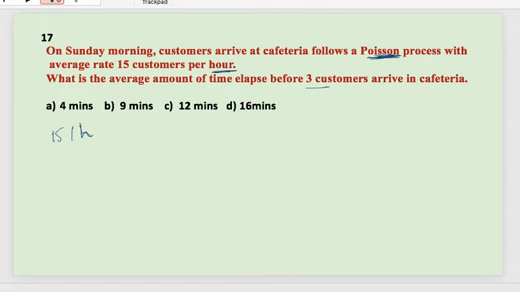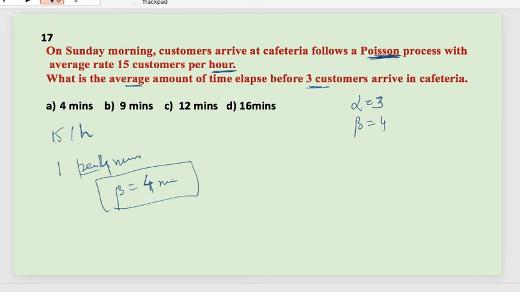First, I want to convert the hour into minutes because my question is in minutes. So 15 customers per hour means one customer per 4 minutes. One customer per 4 minutes means I got my beta value, that beta is equal to 4 minutes. Now when beta is there, we can look at the question: what is the average amount of time elapsed before 3 customers. Now they are not talking about 1 customer, they are talking about 3 customers. So for the 3 customers, alpha is equal to 3 and beta is equal to 4 in the question. They are asking for the average amount of time, that means they are asking for the mean.